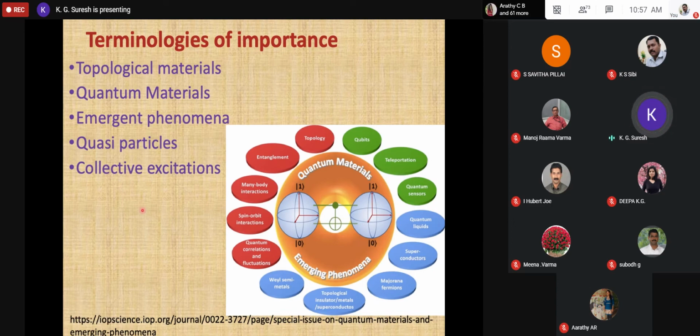Some phenomena are written here. Some properties are written here. Some applications are also written here. For example, you see qubits, teleportation, quantum computing, all these things are really, really coming up. And all over the world, there is an initiative to go for such quantum technologies. In such technologies, naturally, the quantum materials or the topological materials will play a significant role.